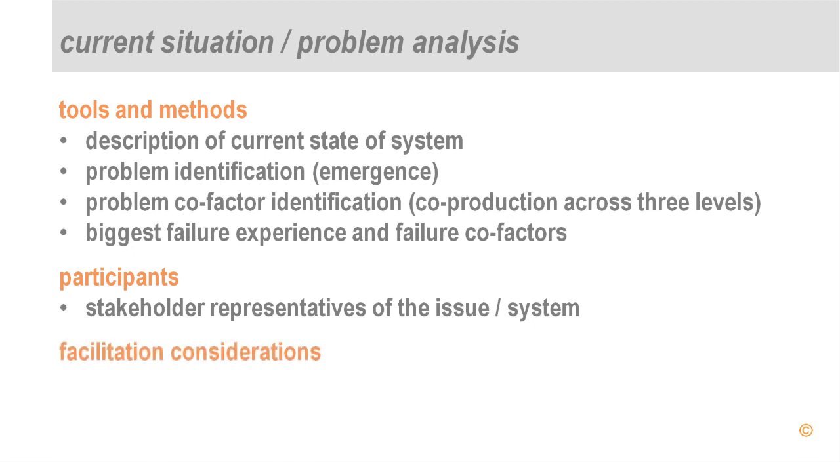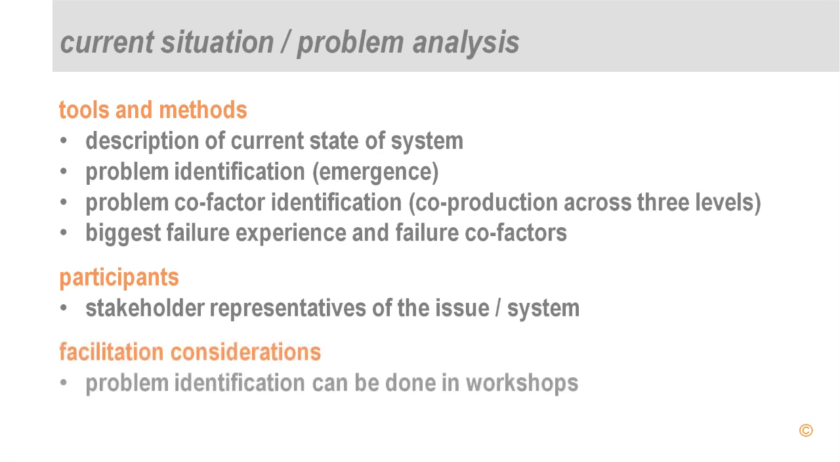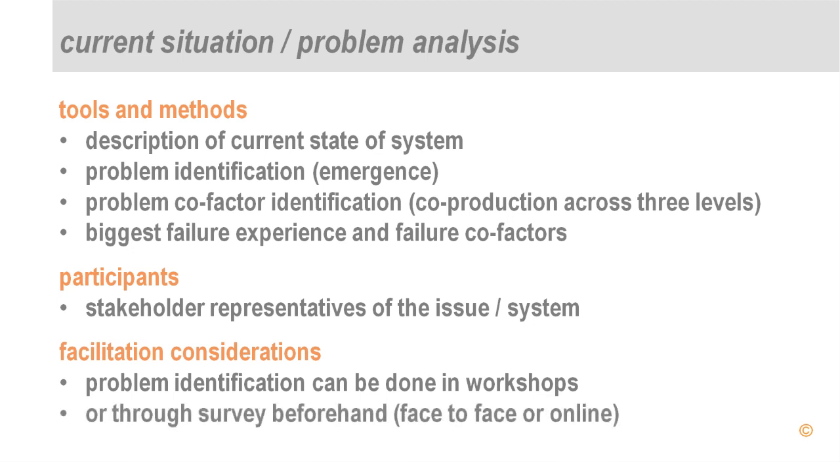How can we facilitate that exercise? We can have workshops and identify the problems and problem cofactors in a workshop. Typically, when I do that, I allow people as individuals to write down a list of problems and cofactors, and those we cluster according to related themes on the wall for further processing in the brainstorming phase. One can also identify the problems and cofactors before the brainstorming workshop, and one can do that by means of questionnaires or interviews or even online.